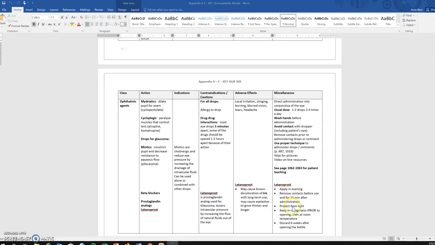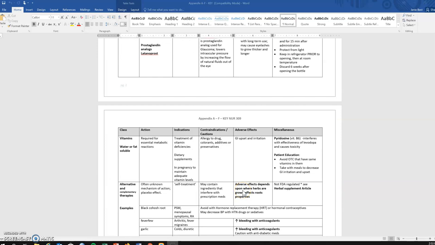With latanoprost, it is applied in the evening, and patients should remember to take their contacts out before use and to leave them out at least 15 minutes after administration because it will discolor the contact lenses. These medicines should be kept in the refrigerator prior to opening them, and then once open, they need to be discarded 6 weeks later. So teaching your patient to label their medication when it's open will be very important.